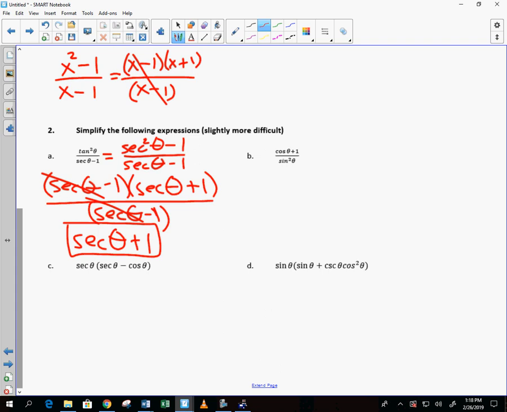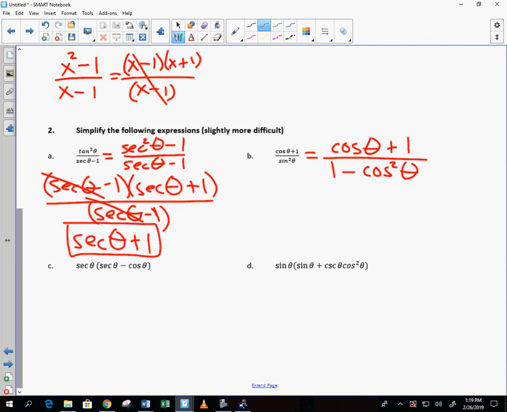All right. Cosine of theta plus 1 over sine squared. And for sine squared, I'm going to plug in 1 minus cosine squared. And the whole time, you have to be able to look ahead and say, well, I'm going to be trying to get this cosine of theta plus 1 to cancel.